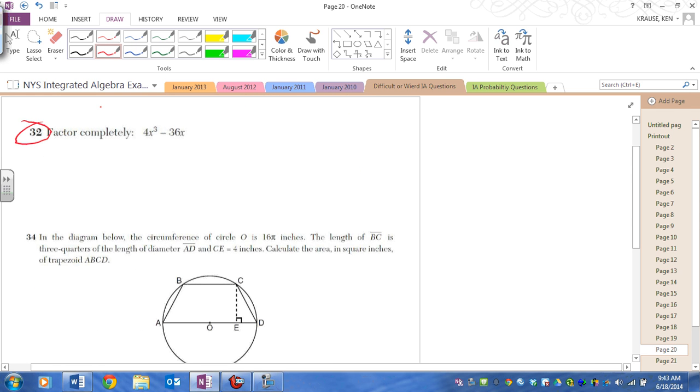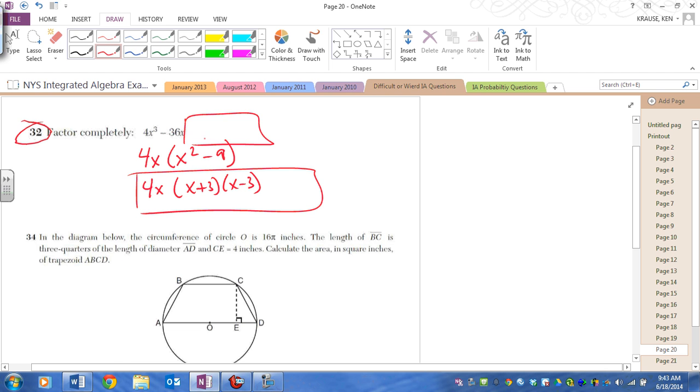Almost finished. Factor completely. Question 32. There's got to be 2 parts to this. This can't be that easy. We're going to take out a 4x, and we're left with x squared minus 9. We're not done. This is not factored completely, so that's x plus 3, x minus 3. There is your answer. Notice no equal sign, so no solving. No solving, just factor.